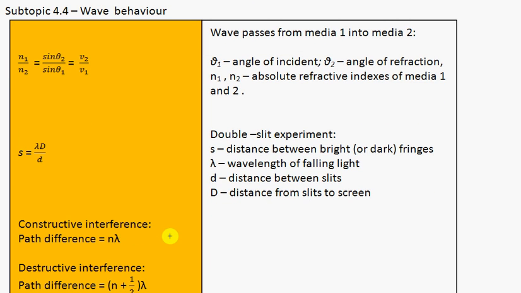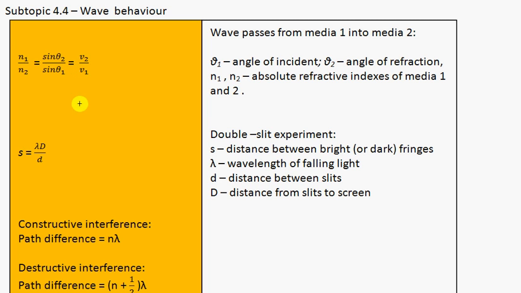Wave behavior. When a wave passes from medium 1 into medium 2, it changes direction. We have the angle of incidence, angle of refraction, absolute refractive index of media 1 and 2, and here we have two equations actually.